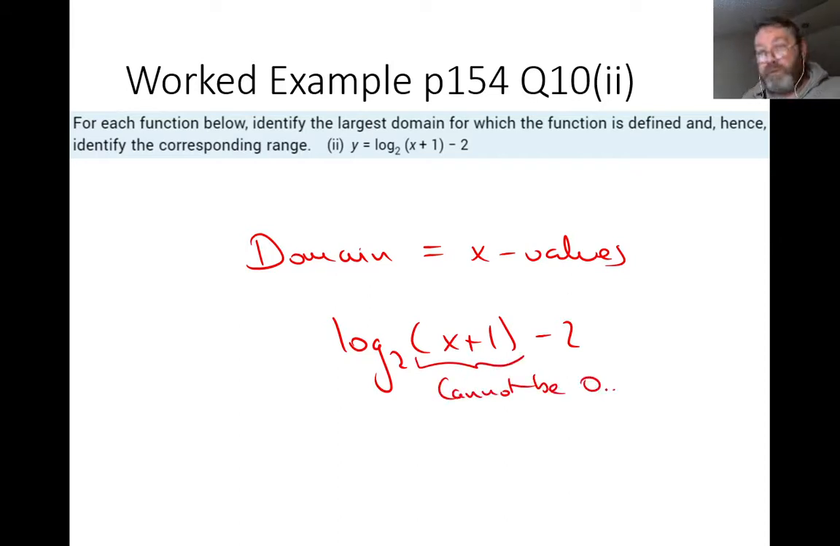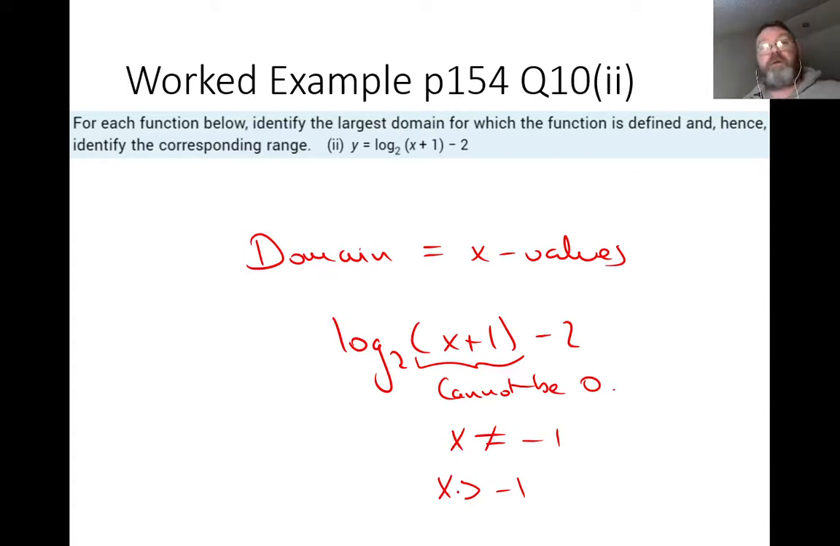Now I want you to think for a moment. What number, if I was to put it in for x, would turn that bracket to 0? So x cannot be 0, sorry, the x plus 1, I should say. X plus 1 cannot be 0, so therefore x cannot be equal to minus 1. Meaning that x can only be greater than minus 1. Now, any value after minus 1 to your heart's content, but not minus 1. So as far as your domain is concerned, the largest domain for which the function is defined are all x values greater than minus 1.